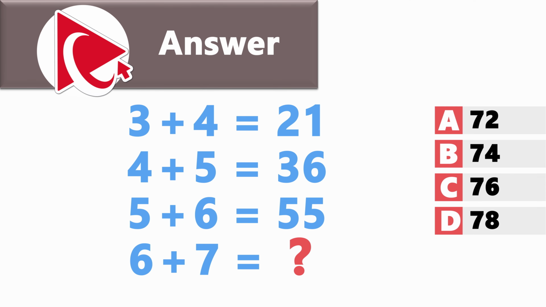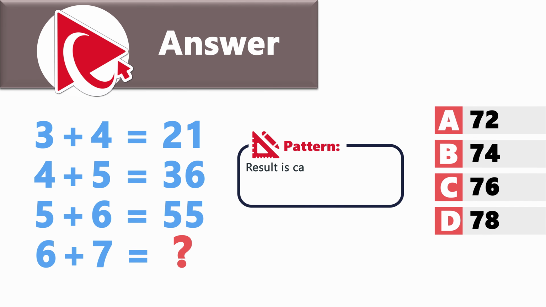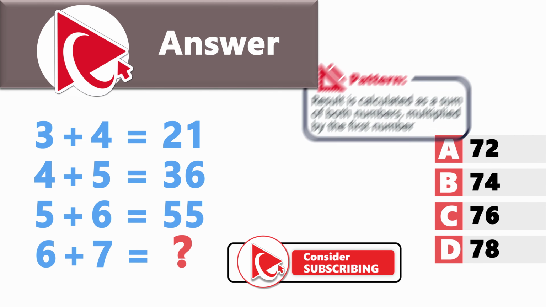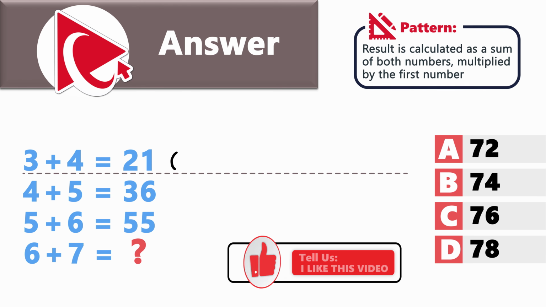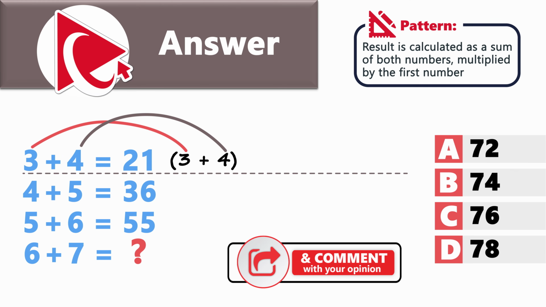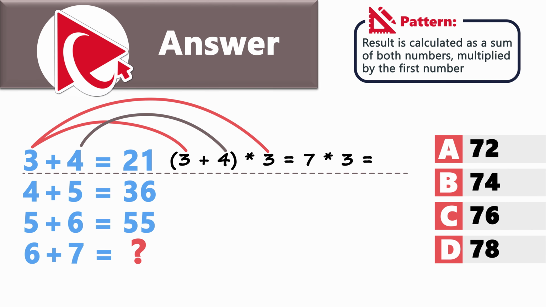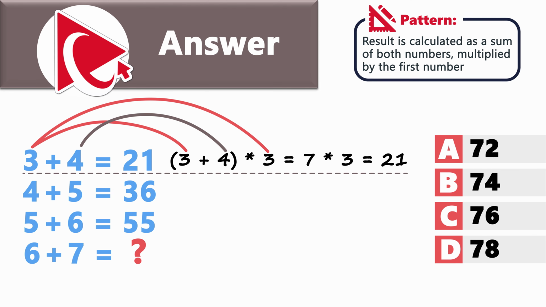If you are a subscriber or maybe considering to become a subscriber, you probably know that to solve this challenge, you need to always look for patterns. And the pattern here is the result is calculated as a sum of both numbers multiplied by the first number. Let's look at the example in row 1. 3 plus 4 equals 7, and then you need to multiply 7 by 3, which is the first number, and 7 by 3 equals 21. This is how we came to the result.